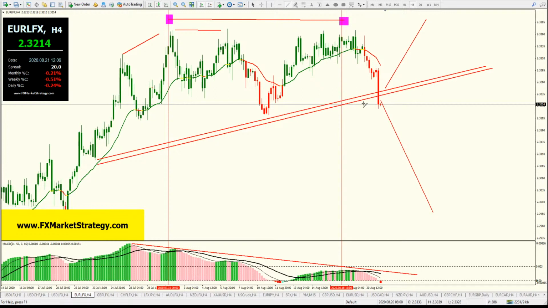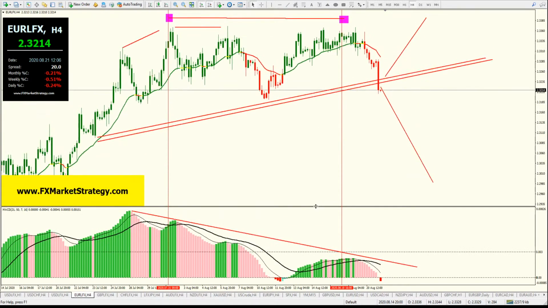Okay, it did break it with a strong candle. I told you they are collecting more sales than the euro. Nothing is going to continue going up forever.